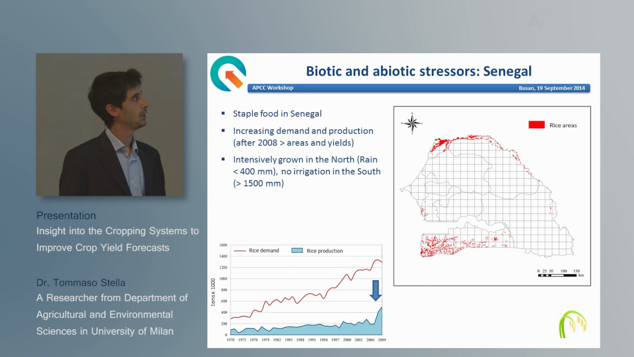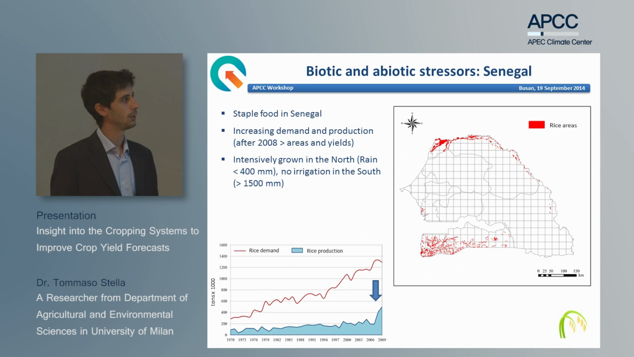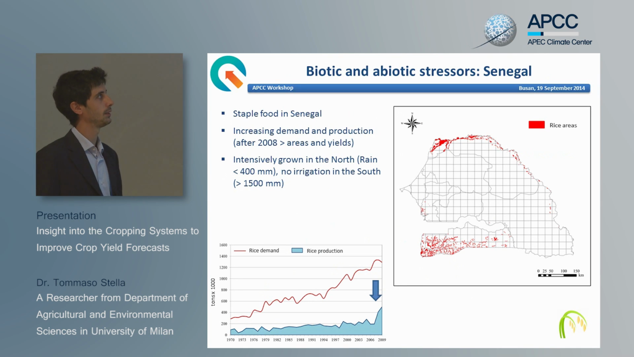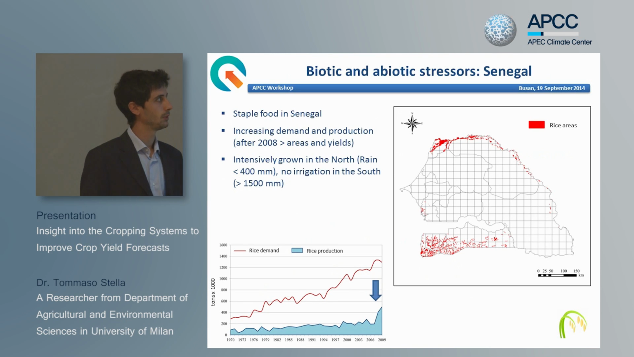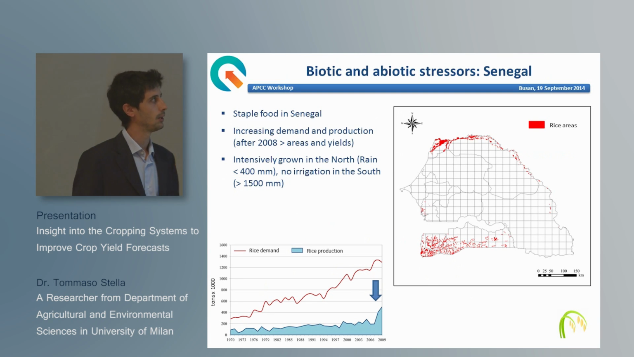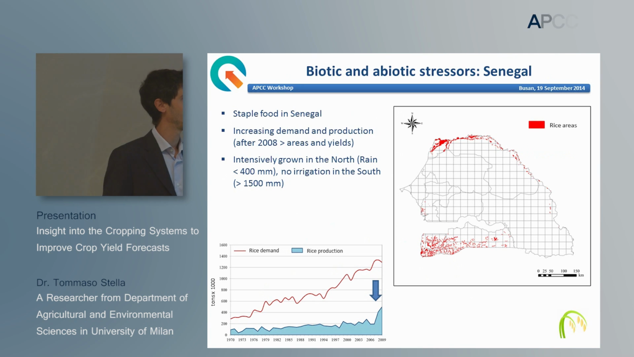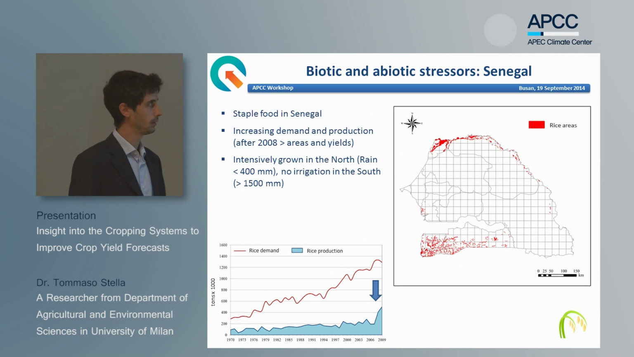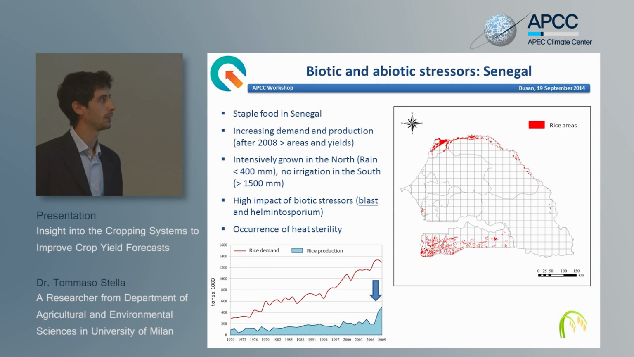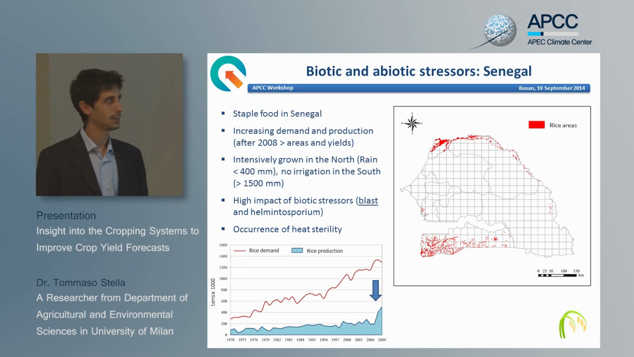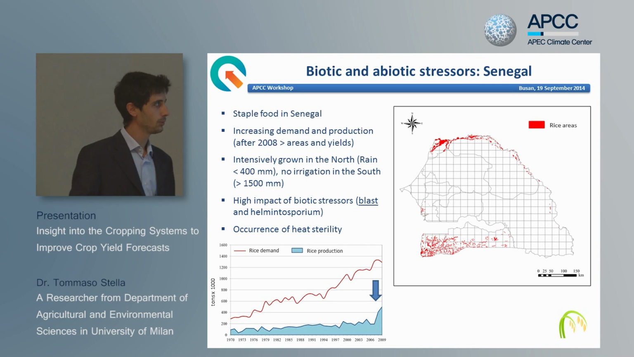And it is basically grown in two different areas of the country. In the north, where it is intensively grown, the amount of precipitation during the crop cycle is less than 400 millimeters, but the crop is usually fully irrigated. And there is no irrigation in the south. Well, the amount of precipitation is enough to satisfy the crop demand. But also, in this country, there is a high impact of biotic stressors like blast and Helminthosporium diseases, and also the occurrence of heat sterility.